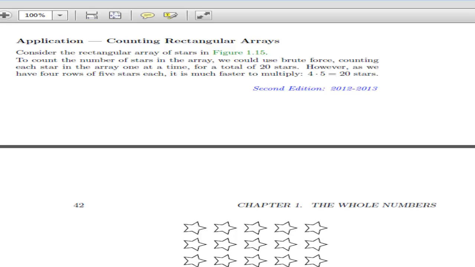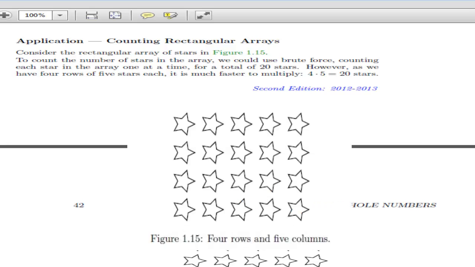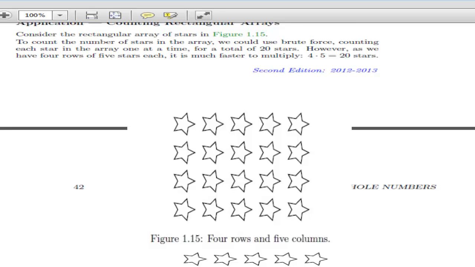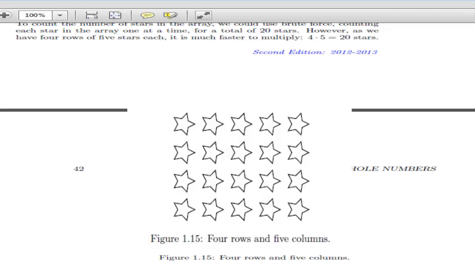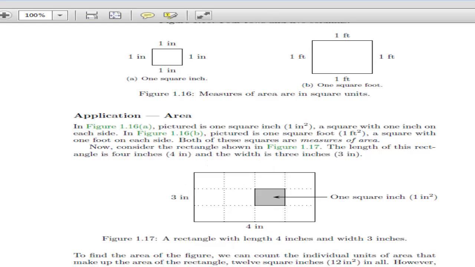Application. Counting rectangular arrays. Consider the rectangular array of stars in Figure 1.15. To count the number of stars in the array, we could use brute force, counting each star in the array one at a time, for a total of 20 stars. However, as we have 4 rows of 5 stars each, it is much faster to multiply 4 times 5 equals 20 stars.